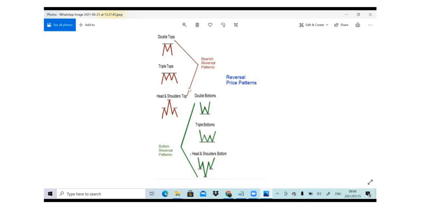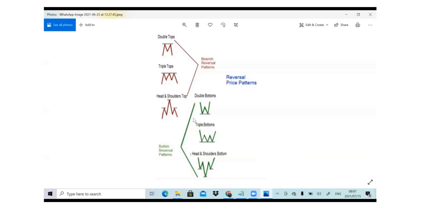A double top, we're going to see it by 2 points rejecting at the same level, forming sort of like an M. You have a triple top, which has 3 points at the same level, and it goes up and down. You have a head and shoulder. Here, head and shoulder is the same as your upper structure. You have your shoulder, you have your head, and you have the other shoulder right there.